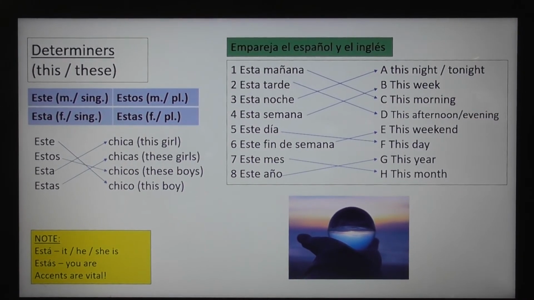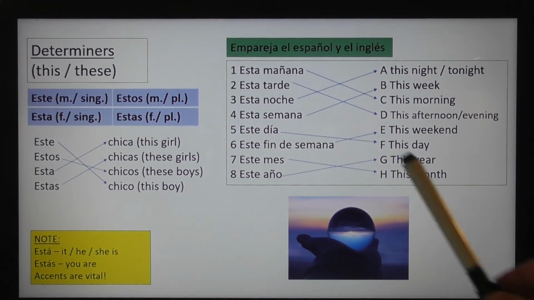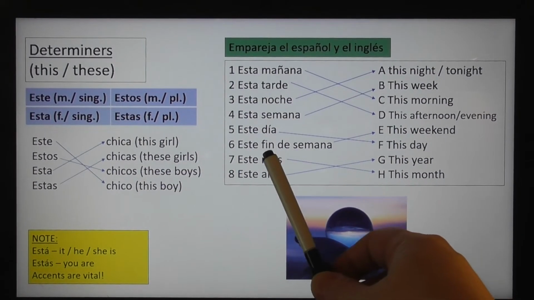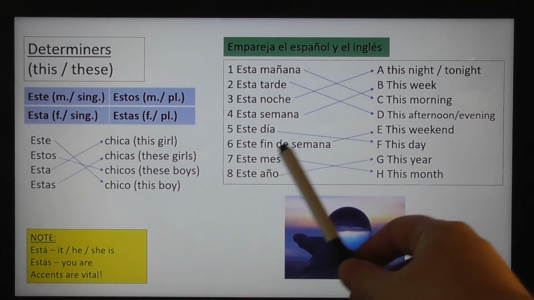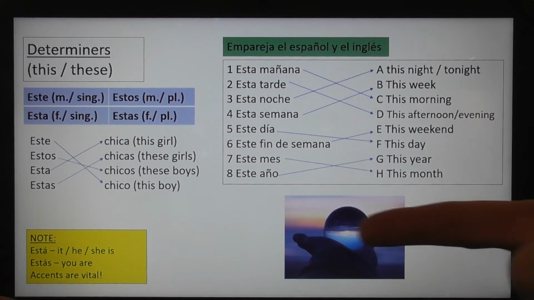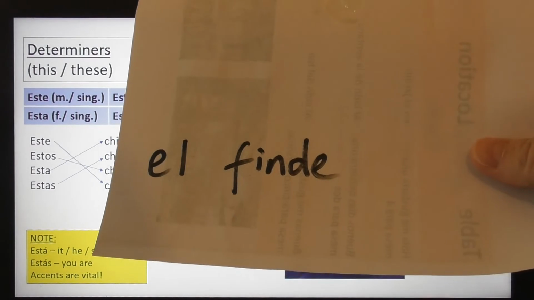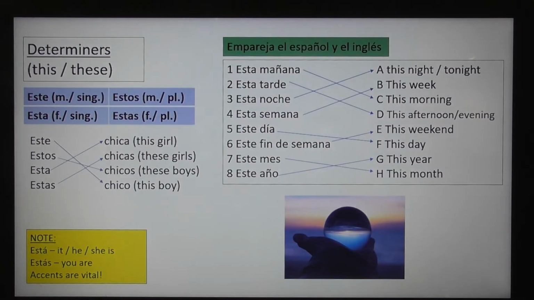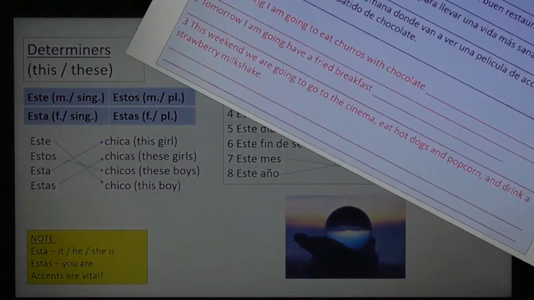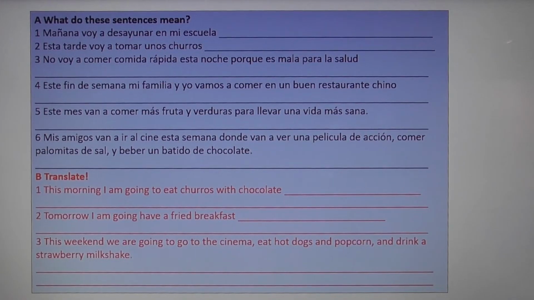Okay, have a look through your answers, and can I just point out the words meaning weekend, fin de semana, literally the end of the week. You can actually contract those words to say el fin de, which is another way of saying weekend. Anyway, have a look through, see how you got on. Y te toca a ti, and it's your turn.